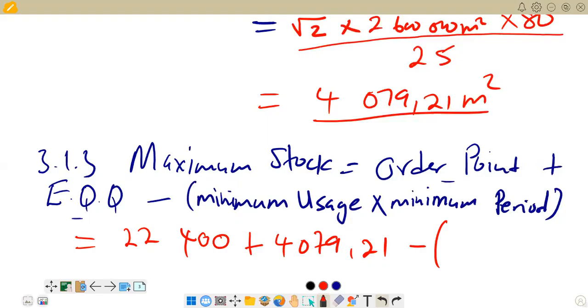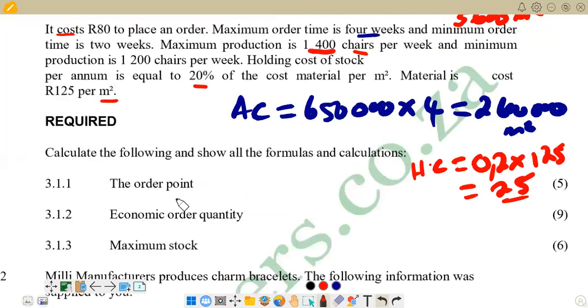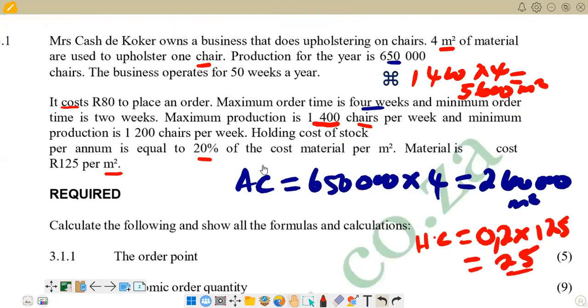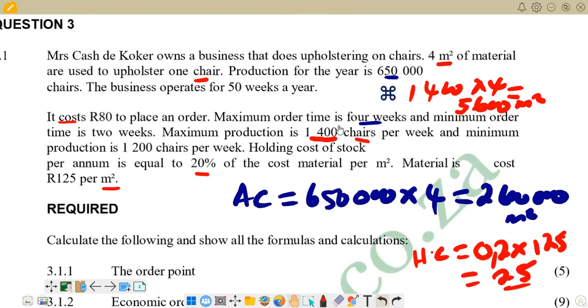We go back to the question. We are saying minimum usage times minimum period. So we are going to find out in terms of those figures that we have in the question. We go up there to see what we have. You'd see that in terms of periods, maximum is 4 weeks, and then minimum is 2 weeks. So this 2 is going to be our minimum period.